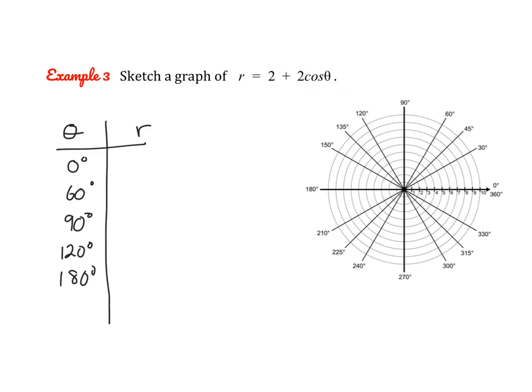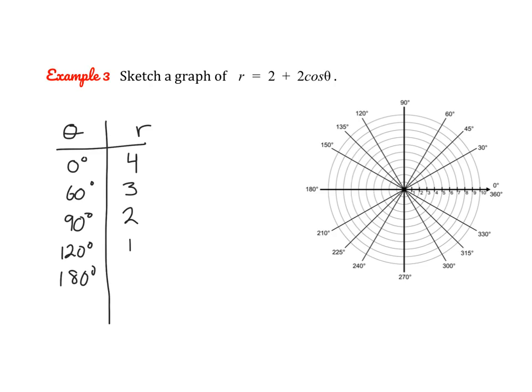Okay, so here the cosine of 0 is 1, times 2 is 2, plus 2 is 4. For the next one, this is why I picked 60, because the cosine of 60 degrees is 1/2, times 2 is 1, plus 2 is 3. The cosine of 90 degrees is 0, so this just becomes 2. The cosine of 120 is negative 1/2, so this expression becomes negative 1. 2 minus 1 is 1.